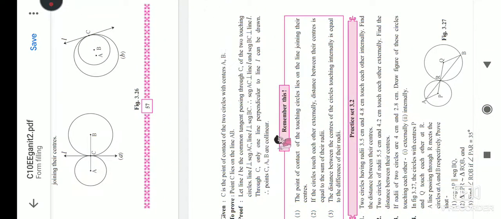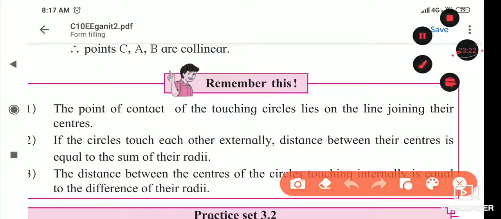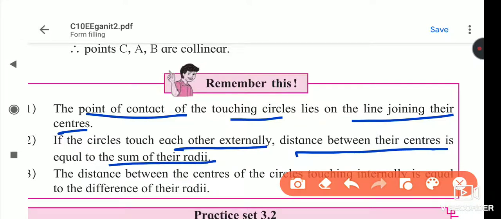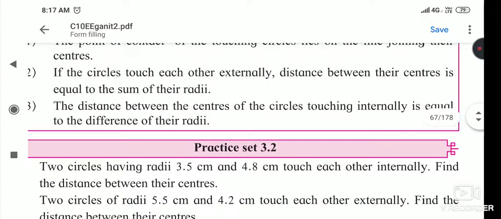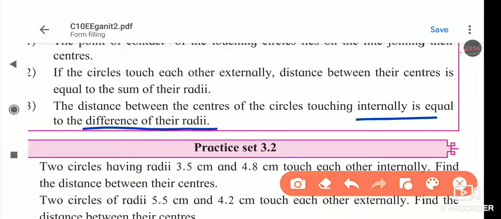From this we understand that the point of contact of touching circles lies on the line joining their centers. If the circles touch each other externally, the distance between the centers is the sum of their radii, as we saw. When they are touching internally, the distance between their centers is equal to the difference of their radii. That is what we understood today. Do all of you understand?